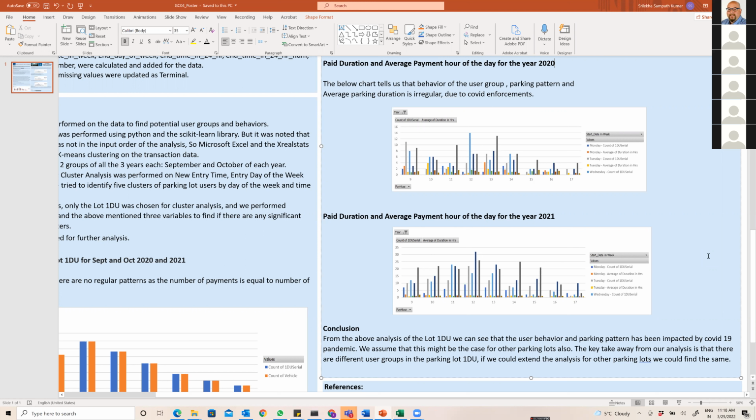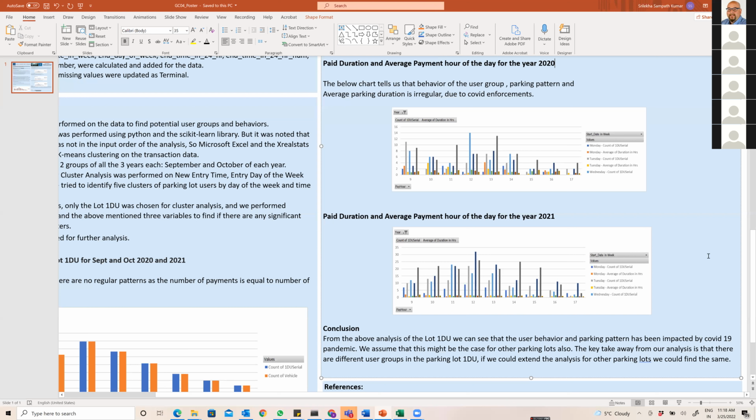So we can see that many offices and government institutions opened up in the year 2021 in the second half, so September and October is in the second half. So it has been opened up. So we can see there is an increase in the parking average duration and the payment of the parking lot users also. So we can see that the normal parking pattern has returned almost after the COVID pandemic. This might be the exact pattern that might also have been there in the pre-COVID period as well, as we didn't have the data for the year 2019.